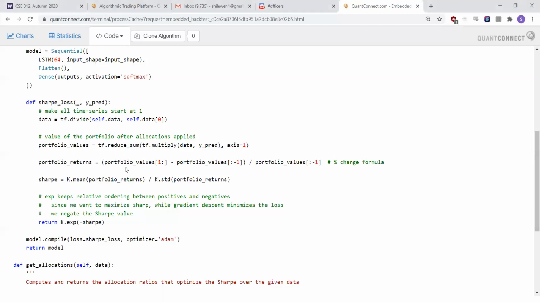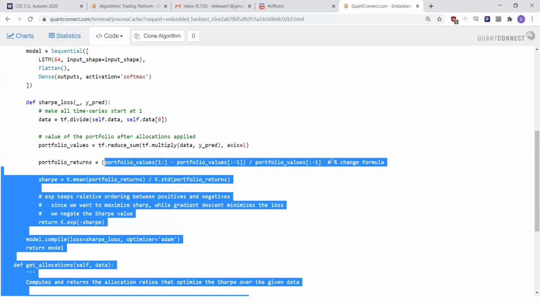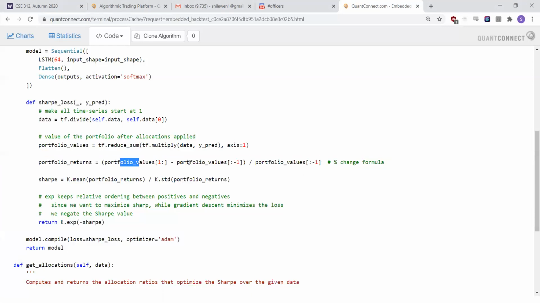And then now we just plug into the Sharpe formula. This is the Sharpe formula. Wait, no, this is percent change. Okay, so I just calculate the portfolio returns. And if you remember the Sharpe, I don't know if you guys know the Sharpe ratio formula. Let's look it up.